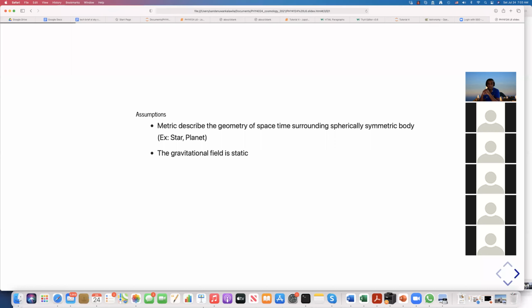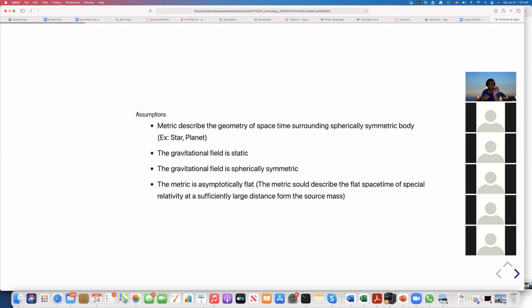And the gravitational field is static, which means we don't need to make things complicated by having a time-dependent gravitational field. So what we have done here is we have assumed that the gravitational field will not change with time, right? So that is the second assumption when we use the Schwarzschild metric. And then the third one is that the gravitational field is also spherically symmetric, and you will see how we are going to use these different assumptions.